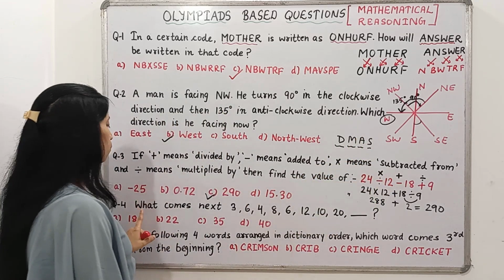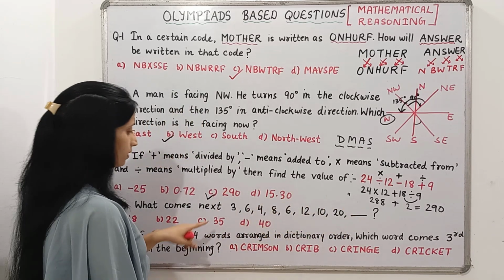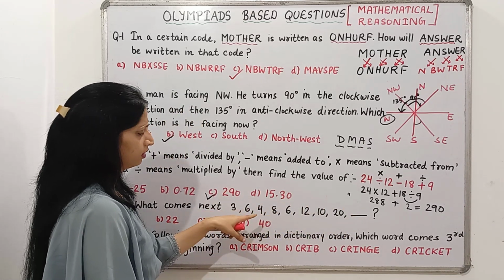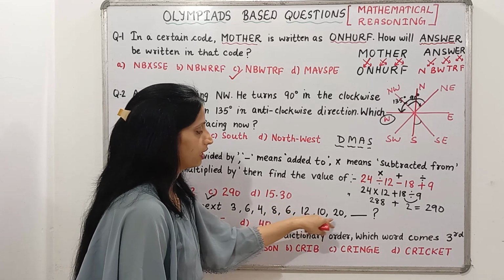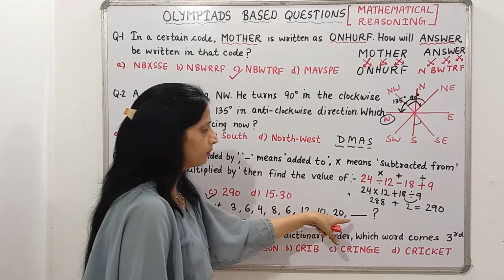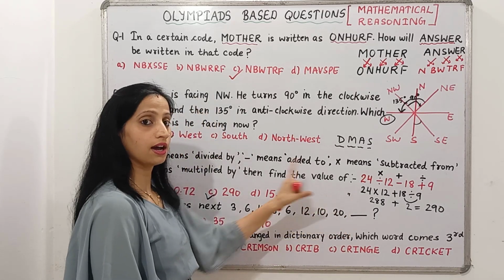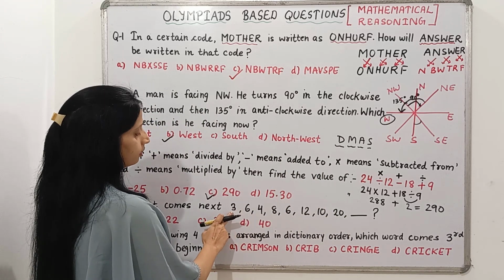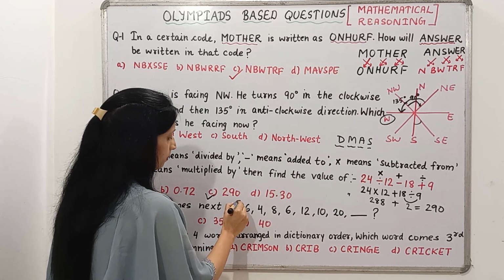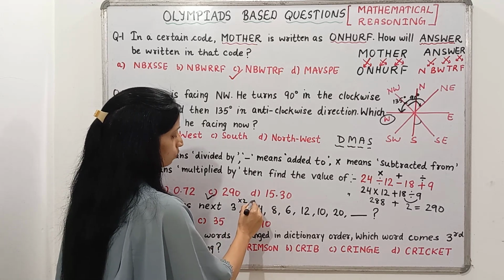Now, the next is, what comes next. This is a very simple given. 3, 6, 4, 8, 6, 12, 10, 20. So you can see doubling is going on. Numbers are getting twice. But we have to find this number. So we have to check the other relation. What's going on? 3 2s are 6. We are multiplying by 2. Then 6 minus 2. Then minus 2.